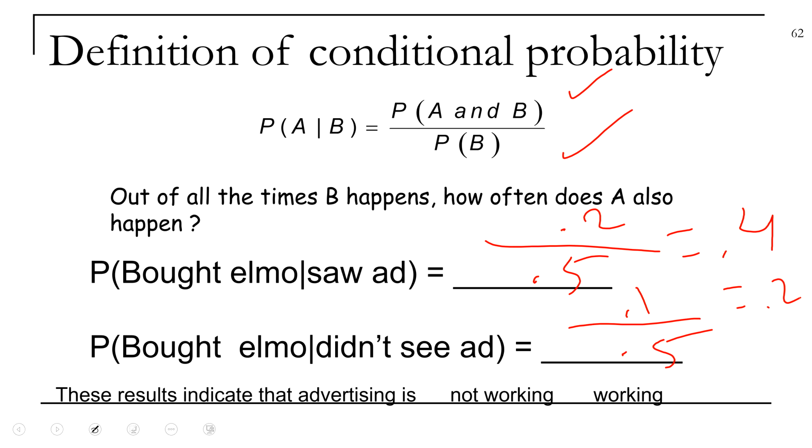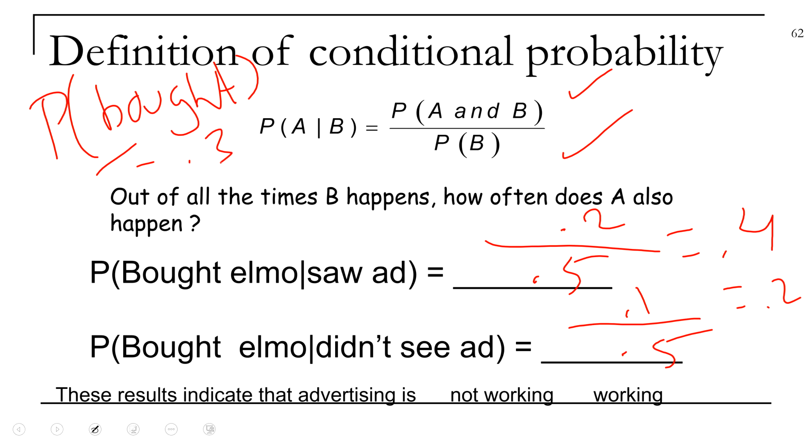So remember, the overall probability that you bought is 0.3. Would you say advertising is not working or working? Given you saw the ad, you're more likely to buy the doll. So we'd say advertising is indeed working.